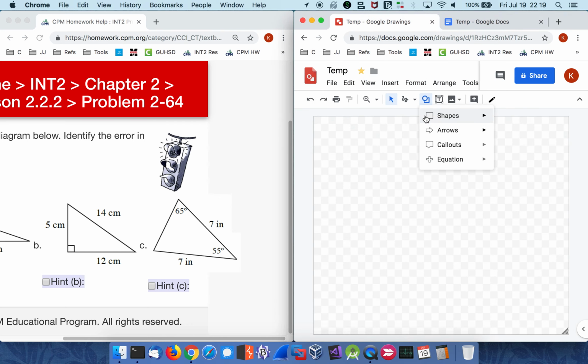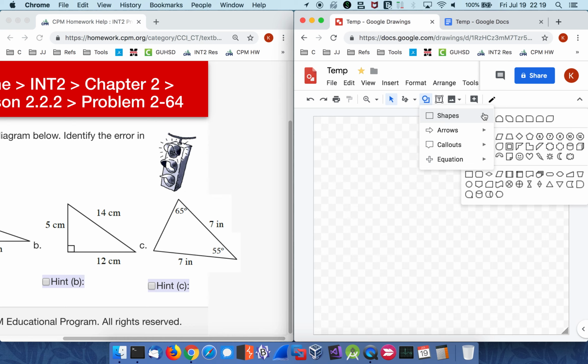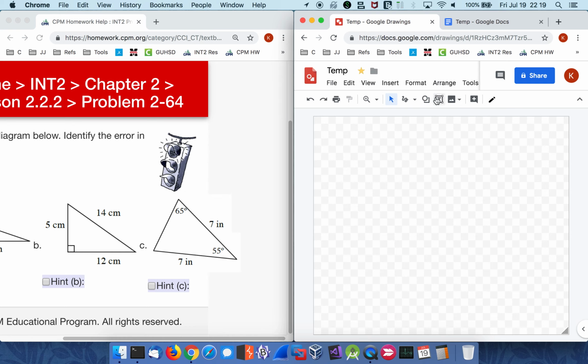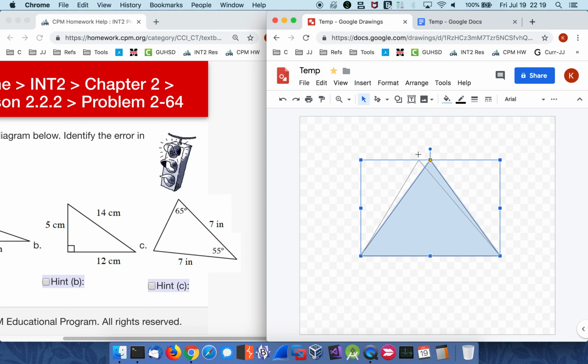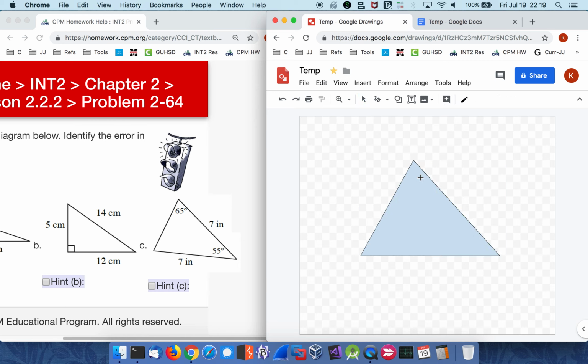So let me go ahead and draw that real quick here. Shapes. How come it displayed my shapes funny? Let's try that again. Shapes. Show me my triangle. There we go. Alright, and let's draw a triangle here. Close enough. Maybe a little bit more like that. Alright, and then let me write my sides in here.